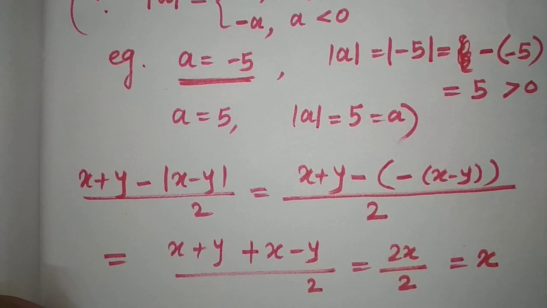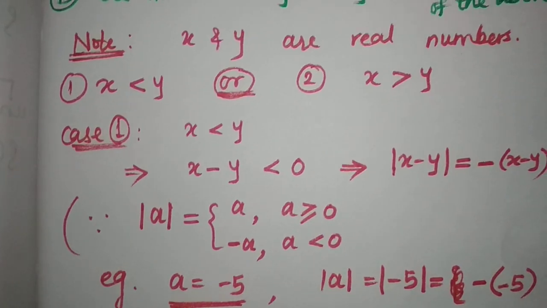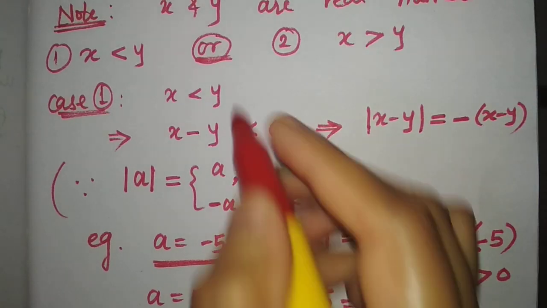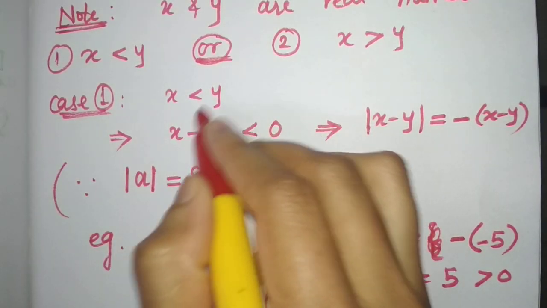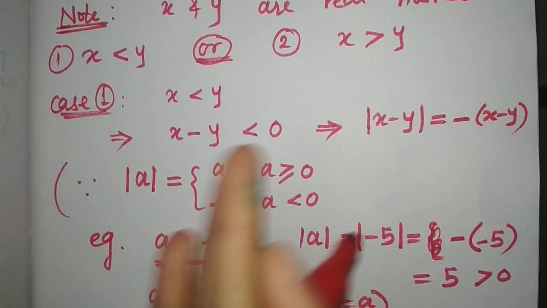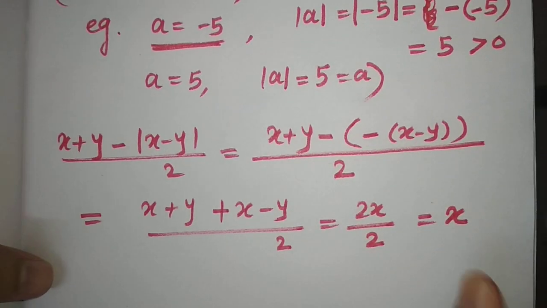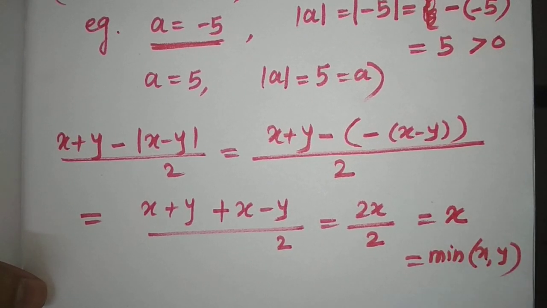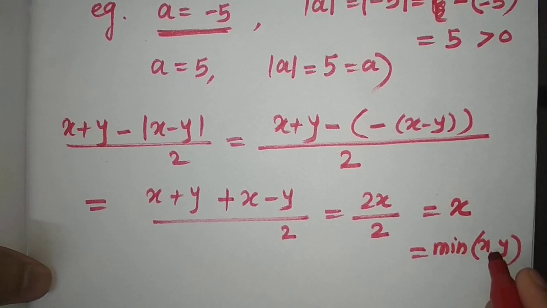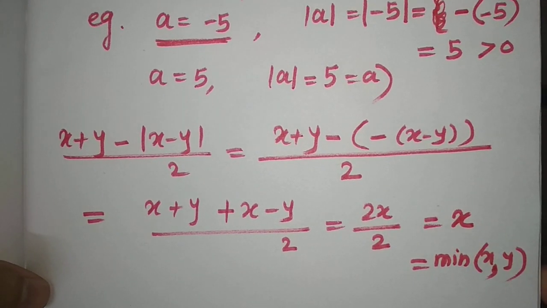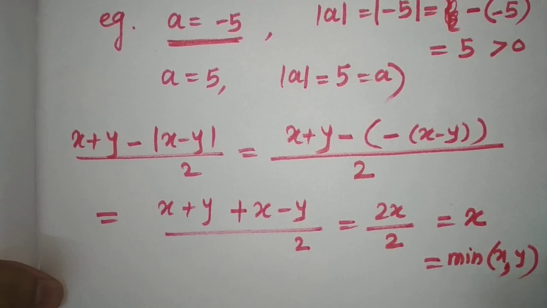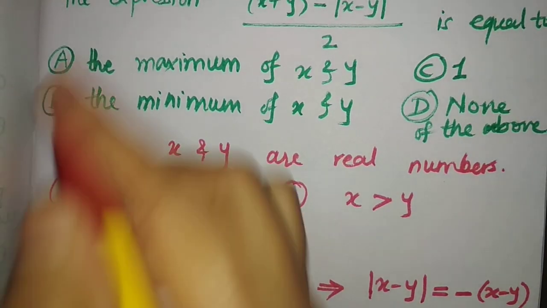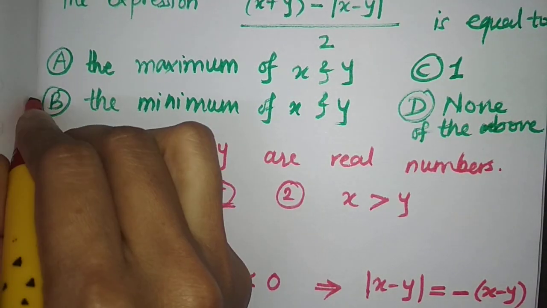Now also note that in this case, x is less than y means the minimum of x and y is just x, because x is to the left of y. This is the notation: minimum of x, y is just x. So for x less than y, we have the case minimum of x and y. So this B option seems to be correct.